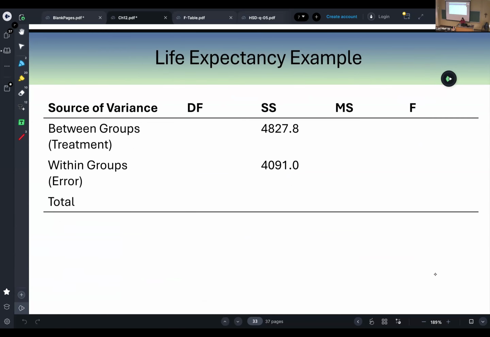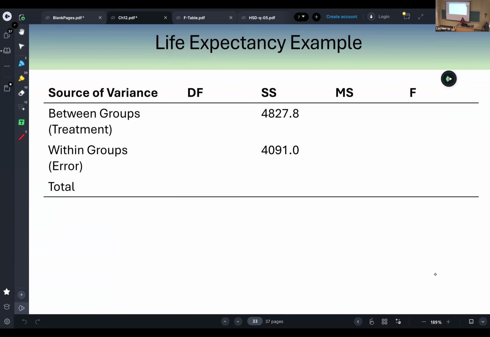And here it is. So if we know this sum of the squares, we should be able to fill this all in. So the degrees of freedom for the continents, the treatments are the continents. So what would we have for degrees of freedom? We have 6 continents. What's the degrees of freedom?